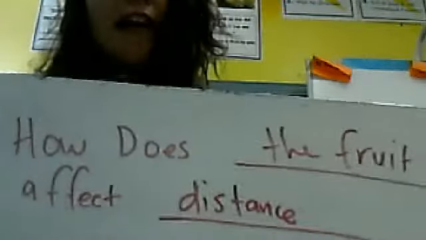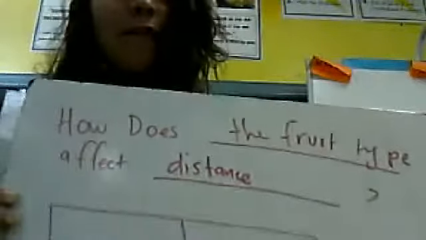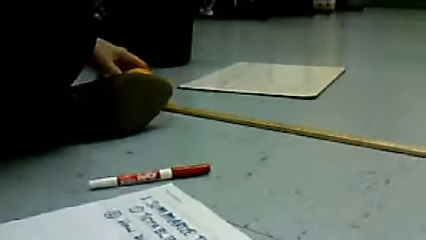So, for example, let's say I was testing to see how different types of fruit roll. Well, I'd first in my conclusion have to write, I tested how does the fruit type affect the distance. And then I'd have to talk about how I conducted it. So, first I took an orange, then I rolled it across the floor, and then I measured it.